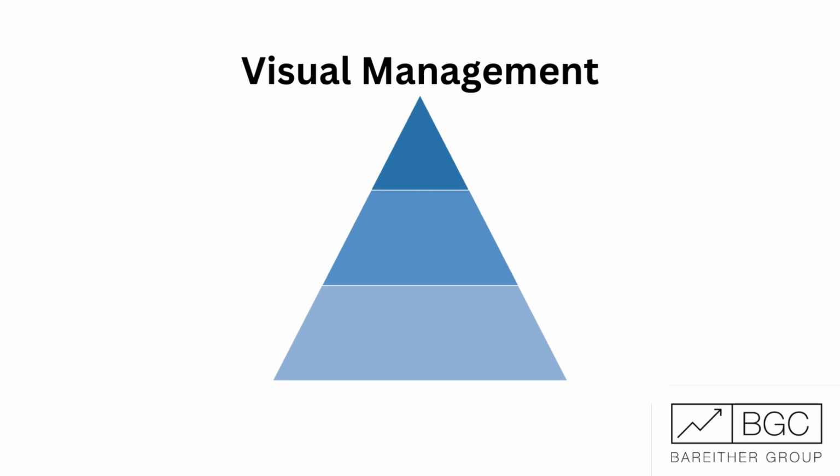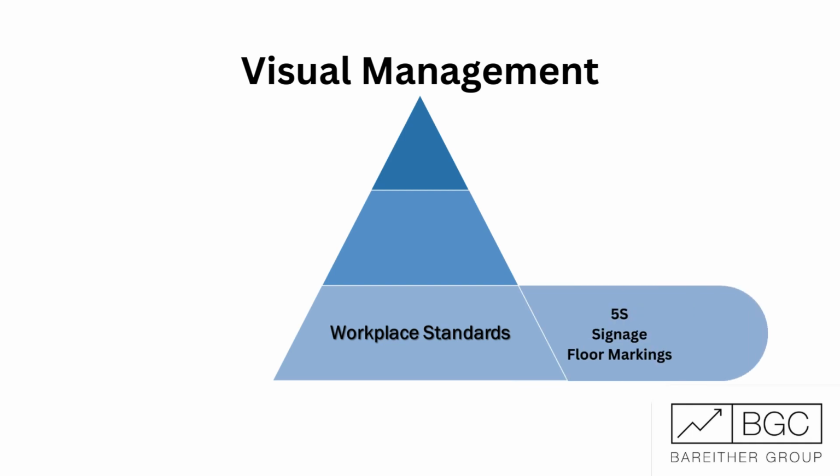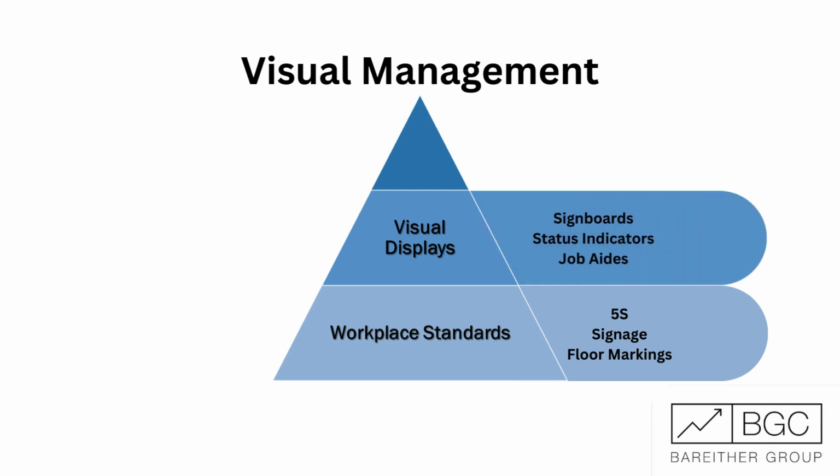So the first one is workplace standards. So this is things like 5S and signage. Maybe you're familiar with things like floor markings. Can also be in a transactional environment, things like process documentation. Now, once we have that and it's clear what is supposed to happen, we can build visual displays on top of that. So visual displays now give us things like status or signboards, maybe job aids that help us transact the process or know what to do next within the flow.